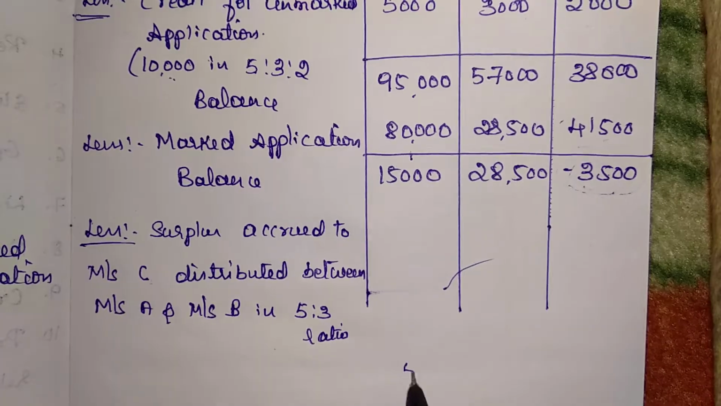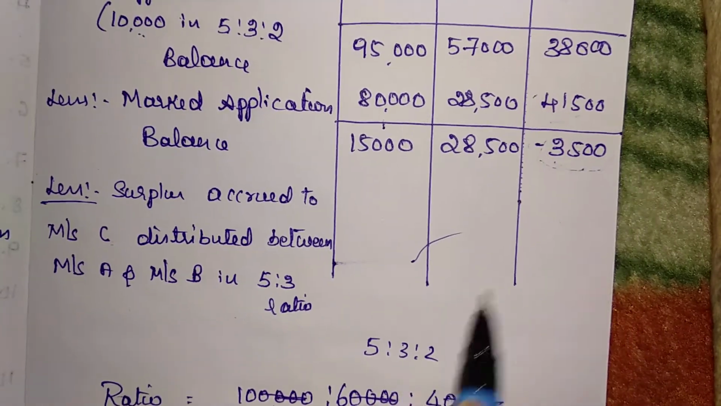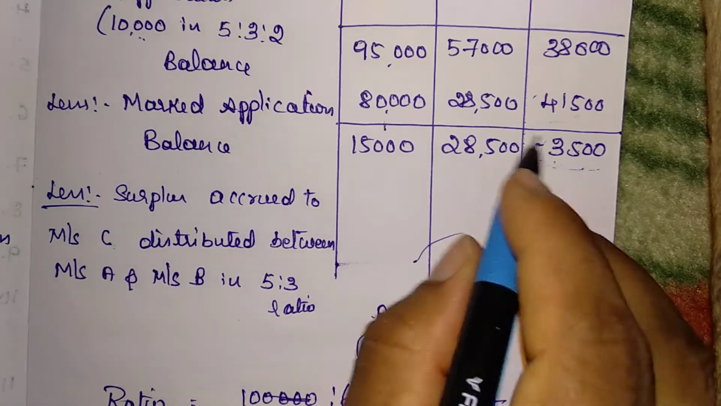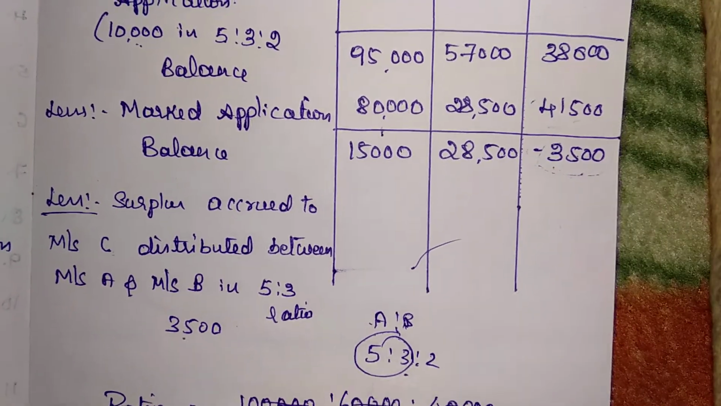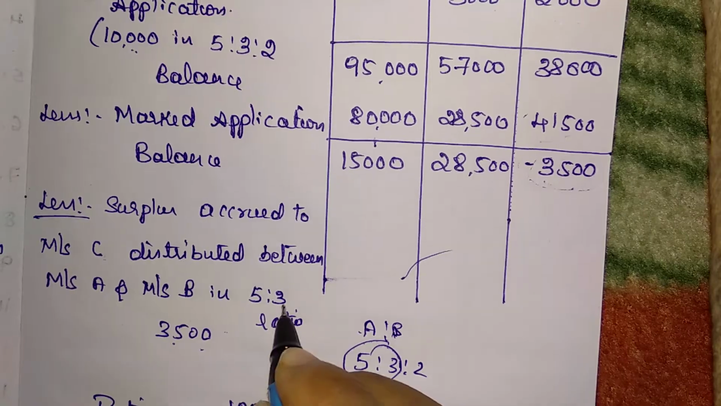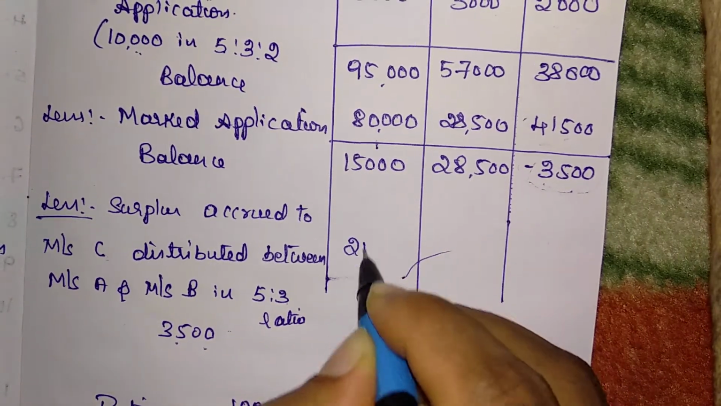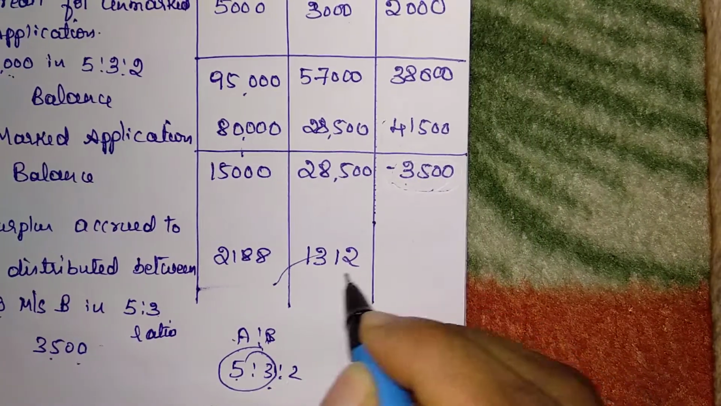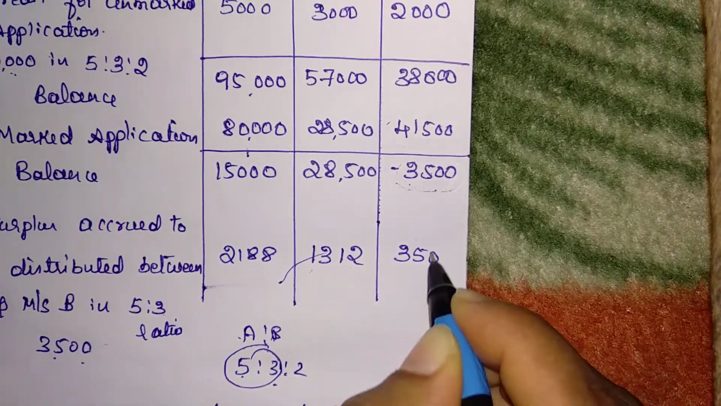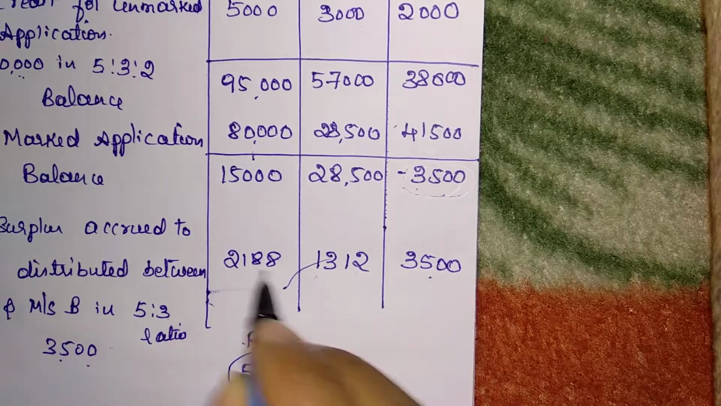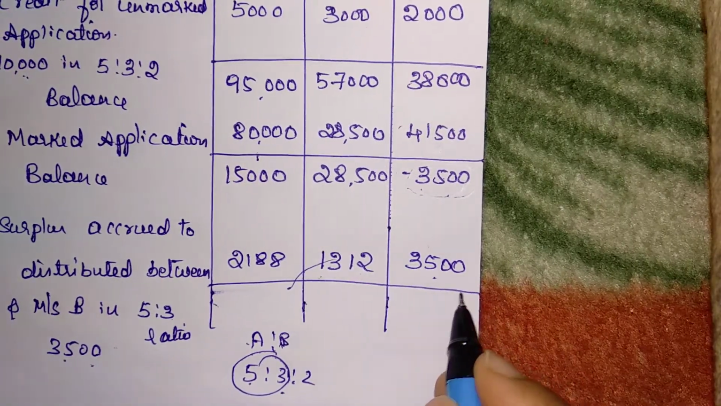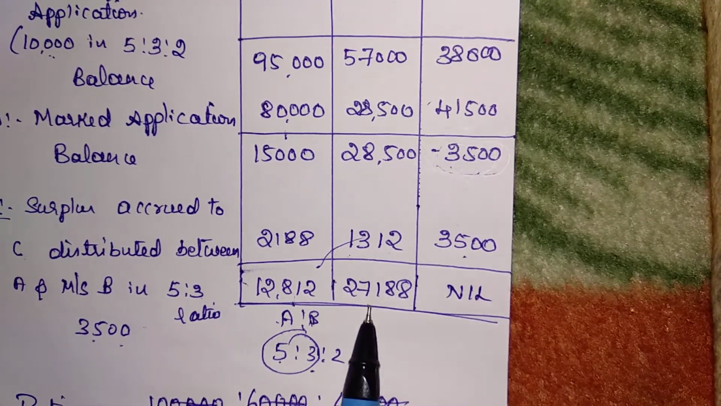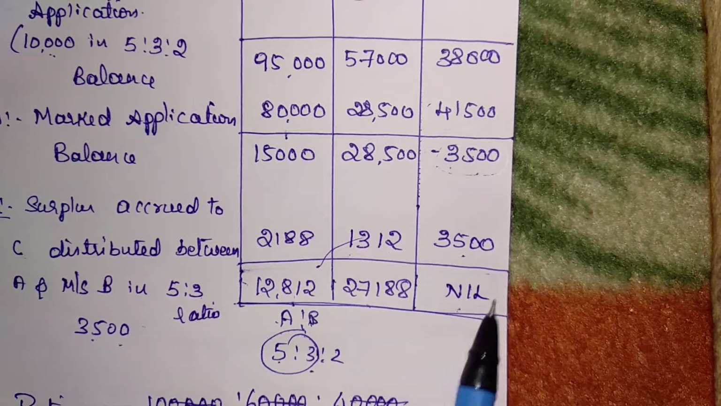The original ratio was 5:3:2, and now we have to share among A and B, so the ratio of A and B is 5:3. The total 3,500 surplus we have to share. 3,500 into 5 by 8: for A it is 2,188, for B 1,312, and the total surplus is 3,500. So this surplus we have shared among these two. We'll get the net liability: 12,812 for A, 27,188 for B, and for C the liability is nil because he got the surplus.